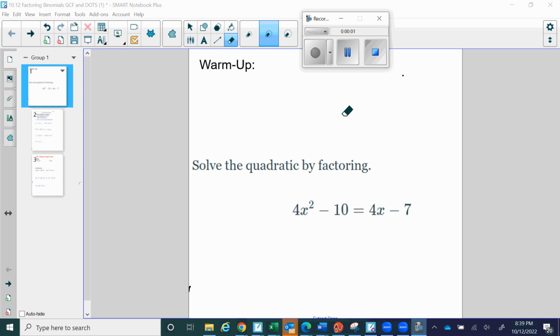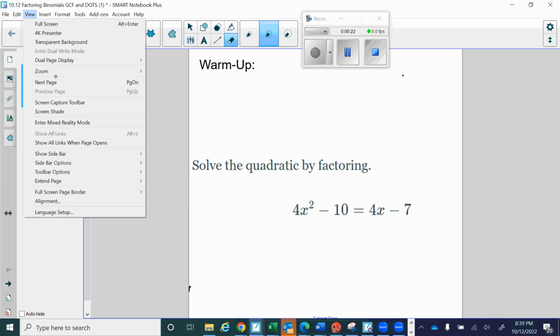Notice it is not equal to 0, so we have to make it equal to 0. Let's go look more. All right, so let's do that. To make it equal to 0, I'm going to cancel the right side. To do that, I'm going to minus 4x and plus 7.